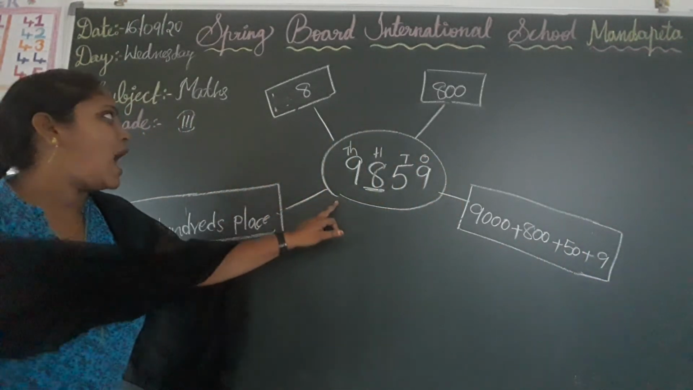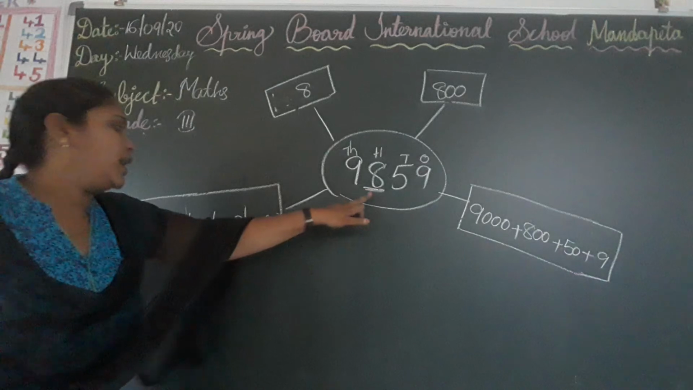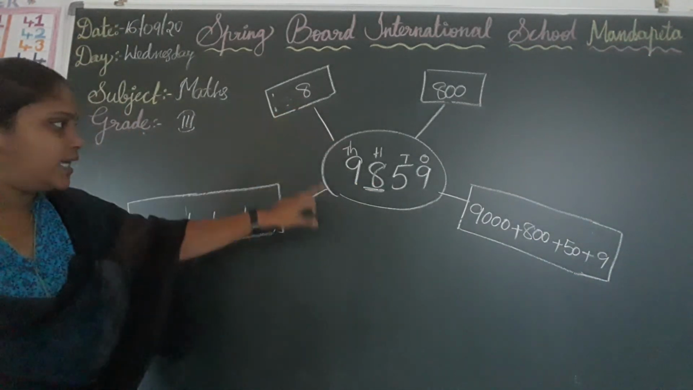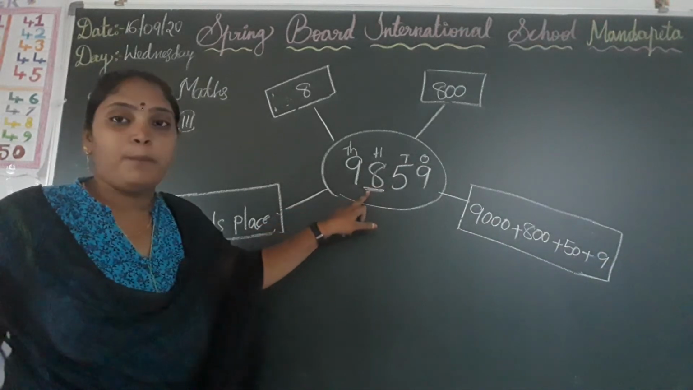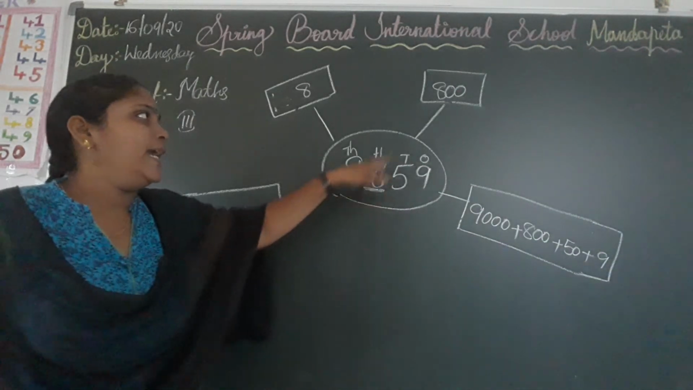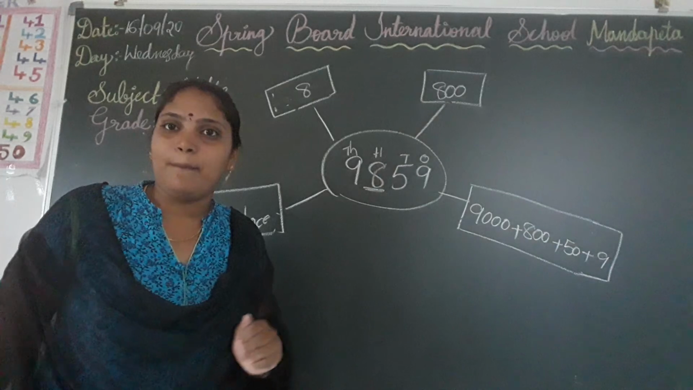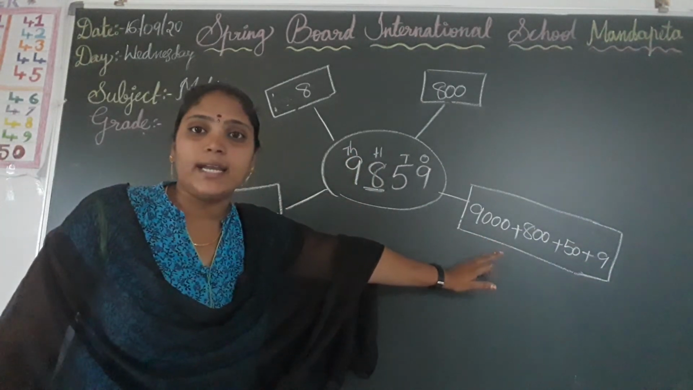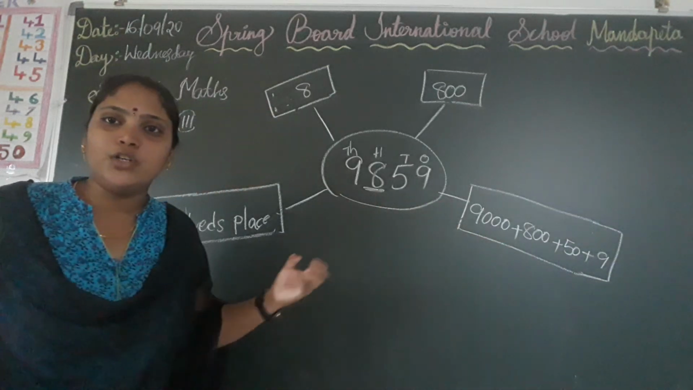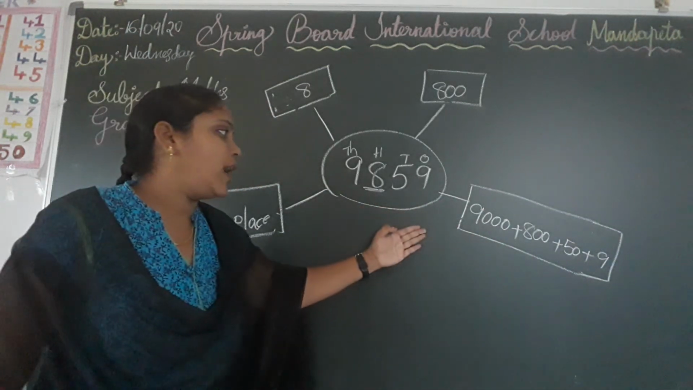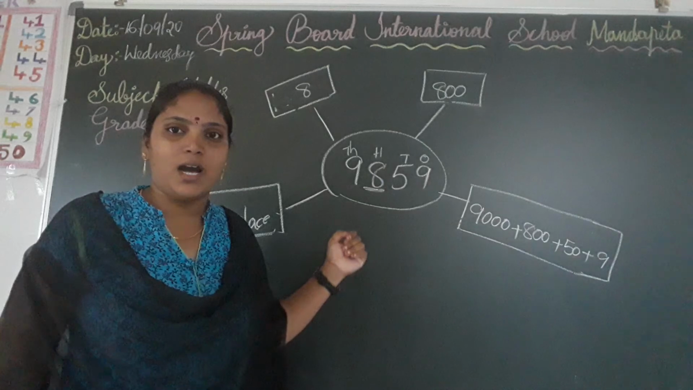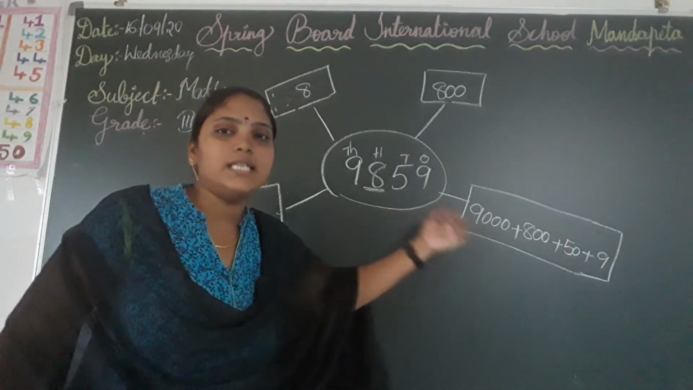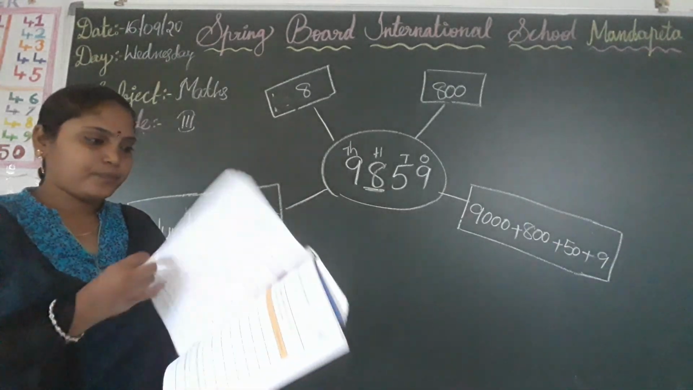Okay children, here we have to write the place. Here 8 is in the hundreds place and the face value of 8 is 8, and we write the place value of 8. Here 8 is in the hundreds place, so the place value of 8 is 800. And next we have to write the expanded form. So how to write the expanded form? If you write the sum of the place values, this is the expanded form. So here I have written the sum of the place values.